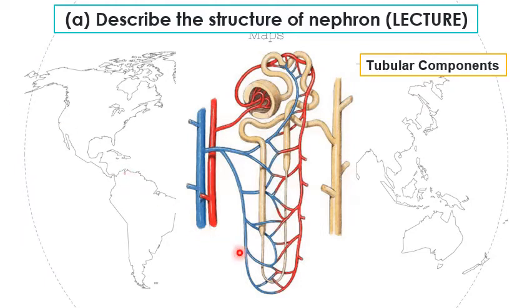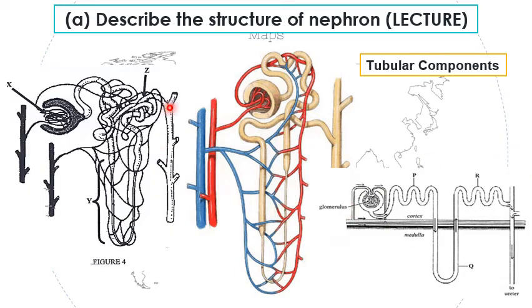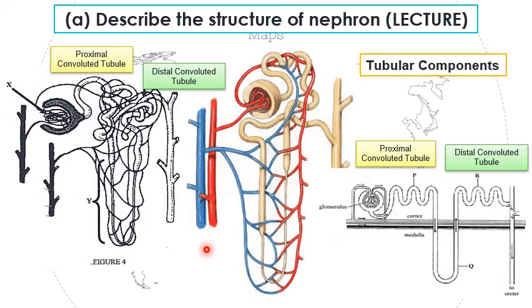Remember, in the exam, if the question gives you a simple diagram of a nephron like this or a complex diagram like this, remember that the one that is closest to the Bowman capsule is the proximal convoluted tubule, and the one that is furthest is the distal convoluted tubule. The distal convoluted tubule is also connected to the collecting duct.